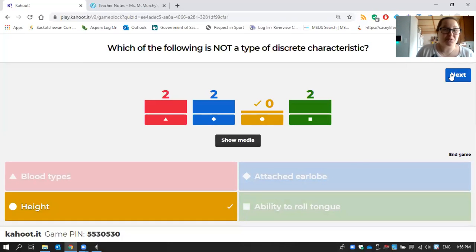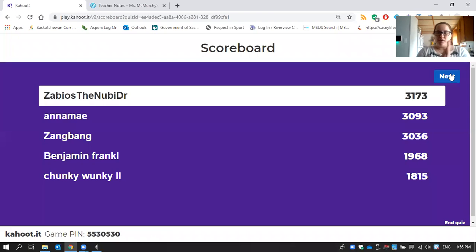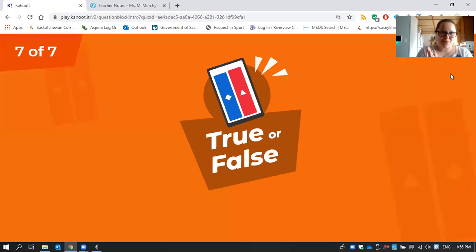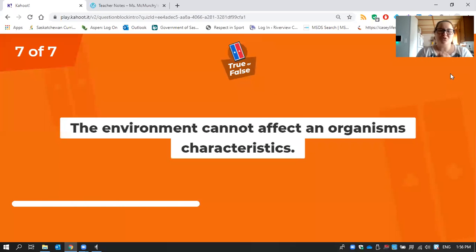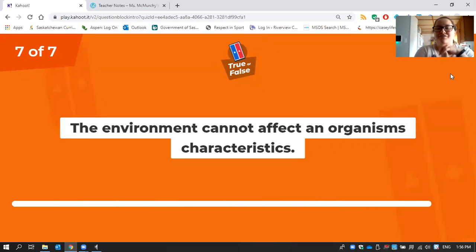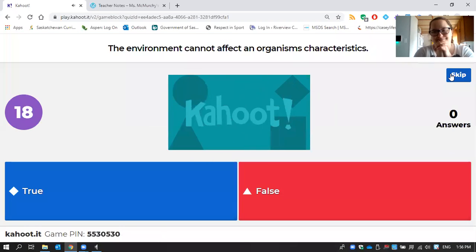Okay. So that was a tough one. So we're going to do our last question here. We have Mitchell still in the lead there, and in second was Zombor, with Chunky coming up in third. So true or false? The environment cannot affect an organism's characteristics.